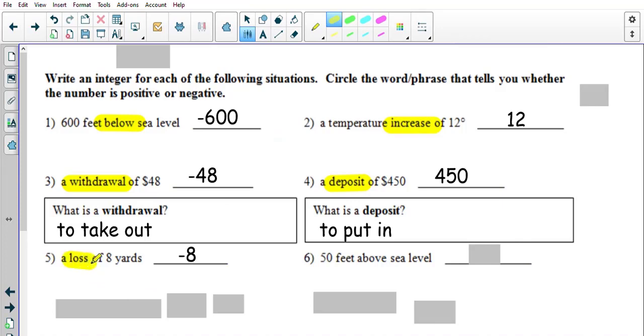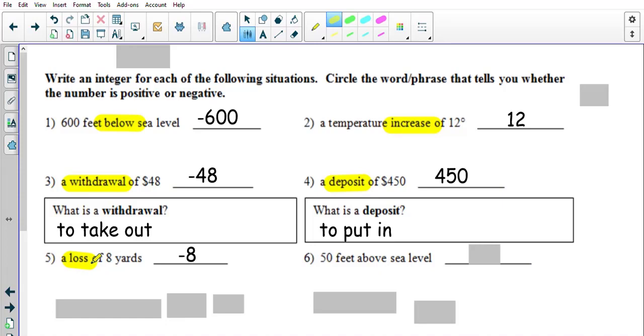If we lose 8 yards, like let's say a running back loses 8 yards in a football play, then that's going to be represented as a negative value. Sometimes you might see that if you play fantasy football, you might see a loss of 7 yards. It'll be like -7, and you'll lose points on your fantasy football team. So that could represent a negative value.